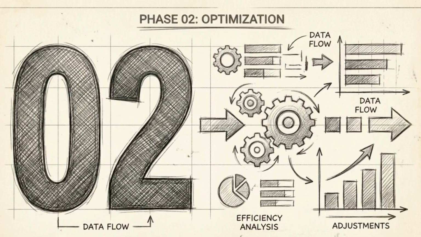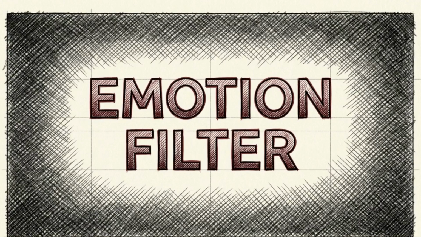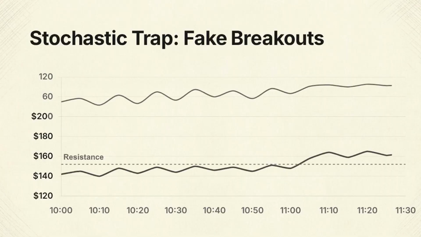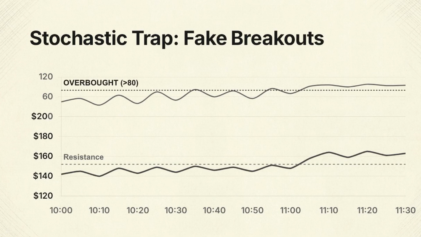Now let's move to step 2. We are going to filter out those emotional, heat-of-the-moment signals by dropping our focus down to the stochastic indicator. This graph shows the stochastic indicator, operating between 2 boundaries. The top dashed line at the 80 level marks the overbought zone. The bottom dashed line at the 20 level marks the oversold zone.